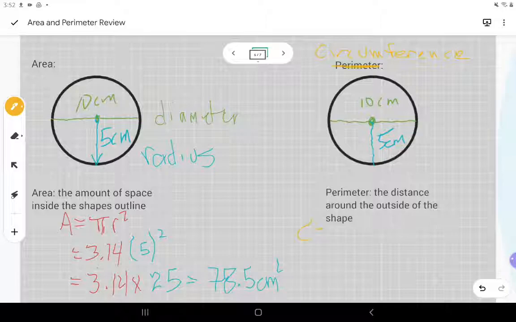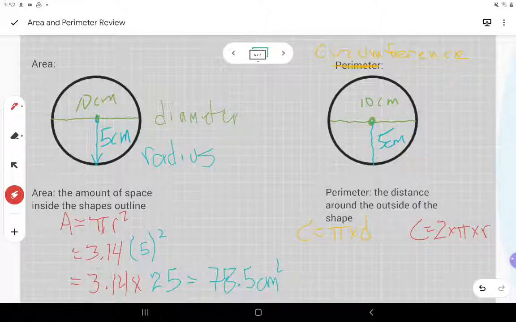So the circumference is either pi times the diameter, or you might be given 2 times pi times the radius, okay? Both formulas will give you the exact same answer. It really does not matter which one you use. And if we think about it, the radius is always half as big as the diameter. And if I take 2 times the radius, I get the diameter. So if I put in 10 for my diameter, it's the same thing as going 2 times 5. I still get 10. So it does not matter which one you do.